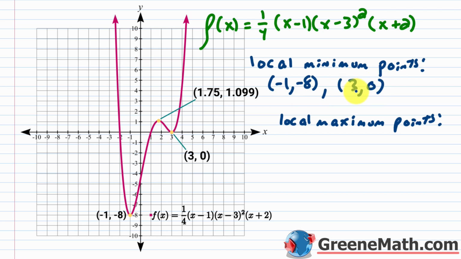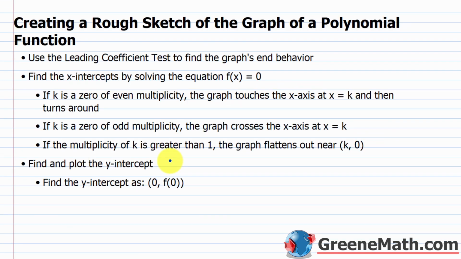So you have two of those here. One right there, again, you're changing from decreasing to increasing, and then one right there, again, changing from decreasing to increasing. Now, in terms of your local maximum points, you just have one here. So it's going to occur right there. You're changing from increasing to decreasing. Again, this is forming a little hill. So that one's going to be 1.75. And this is an approximation. So let's just say it's about 1.099.